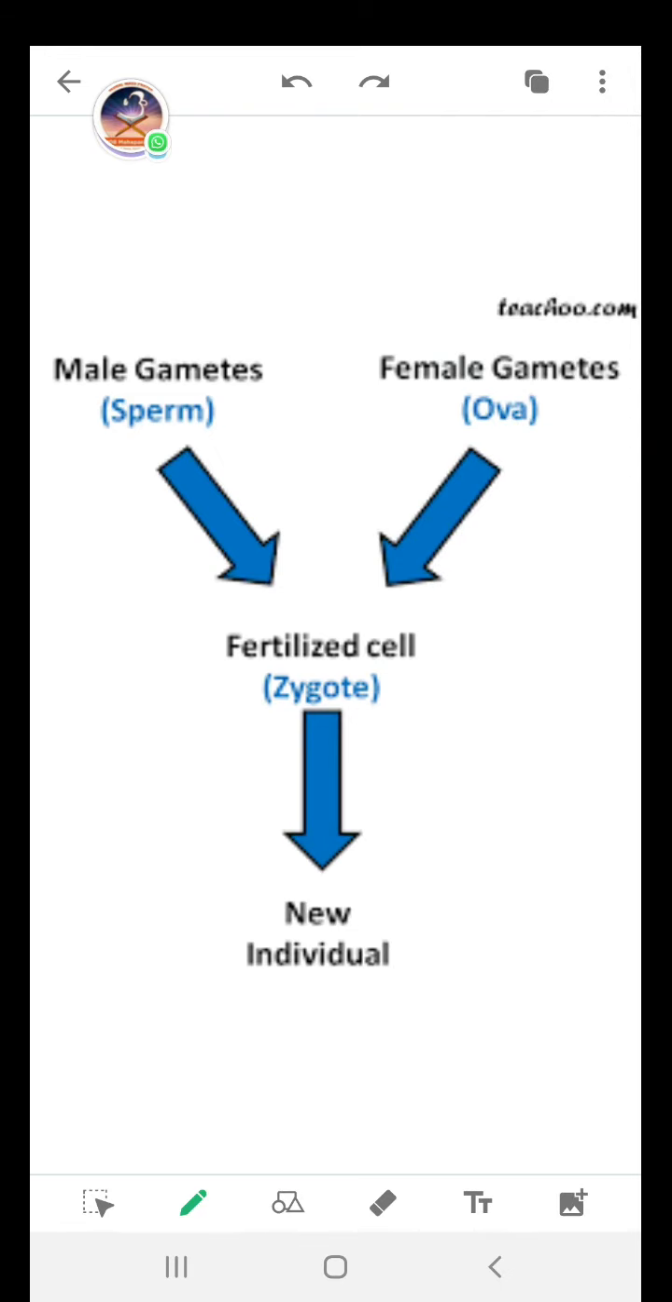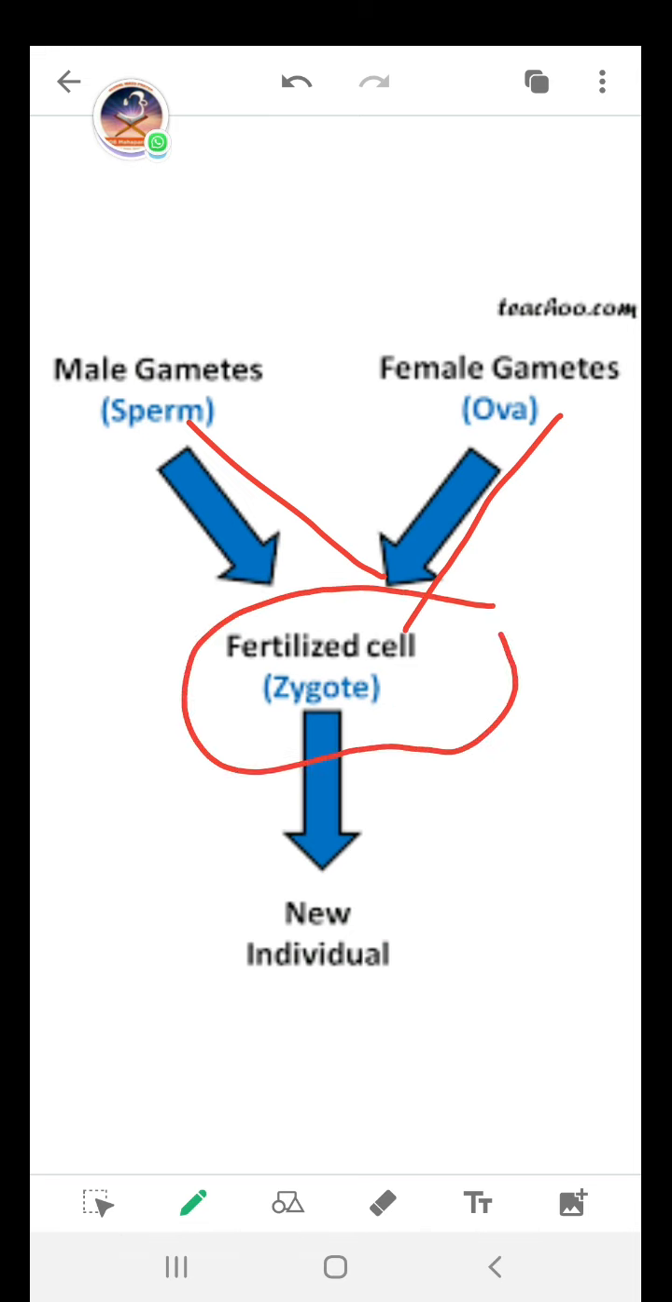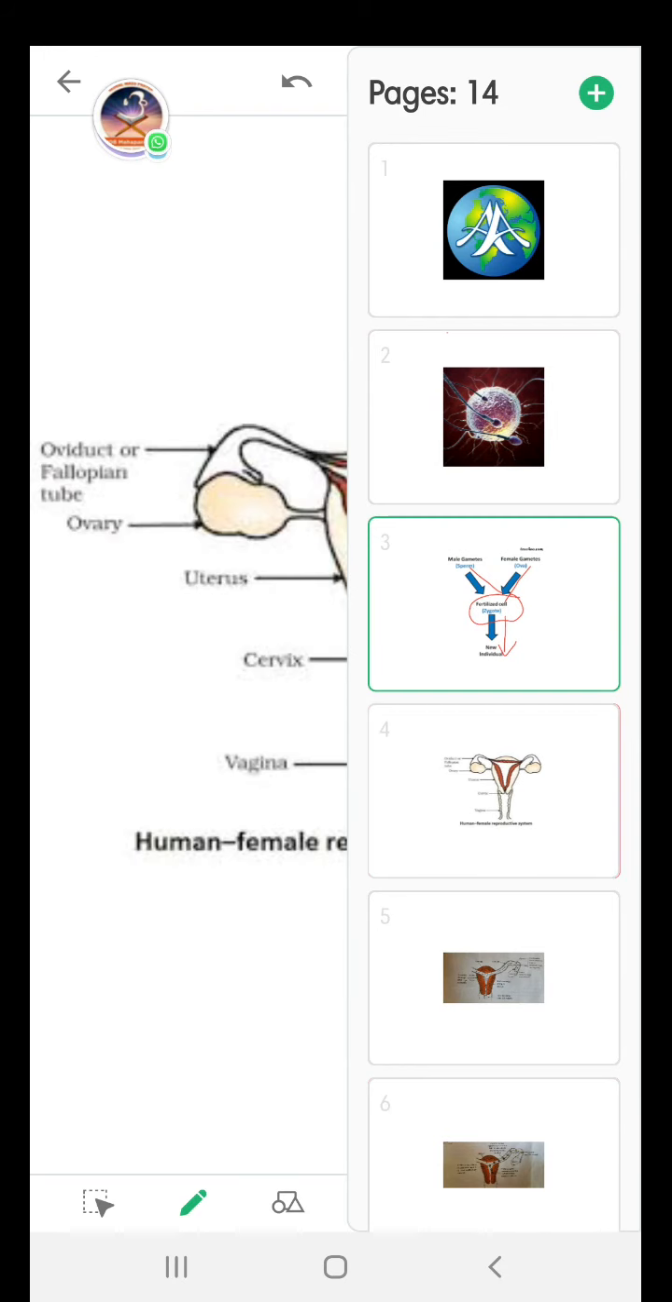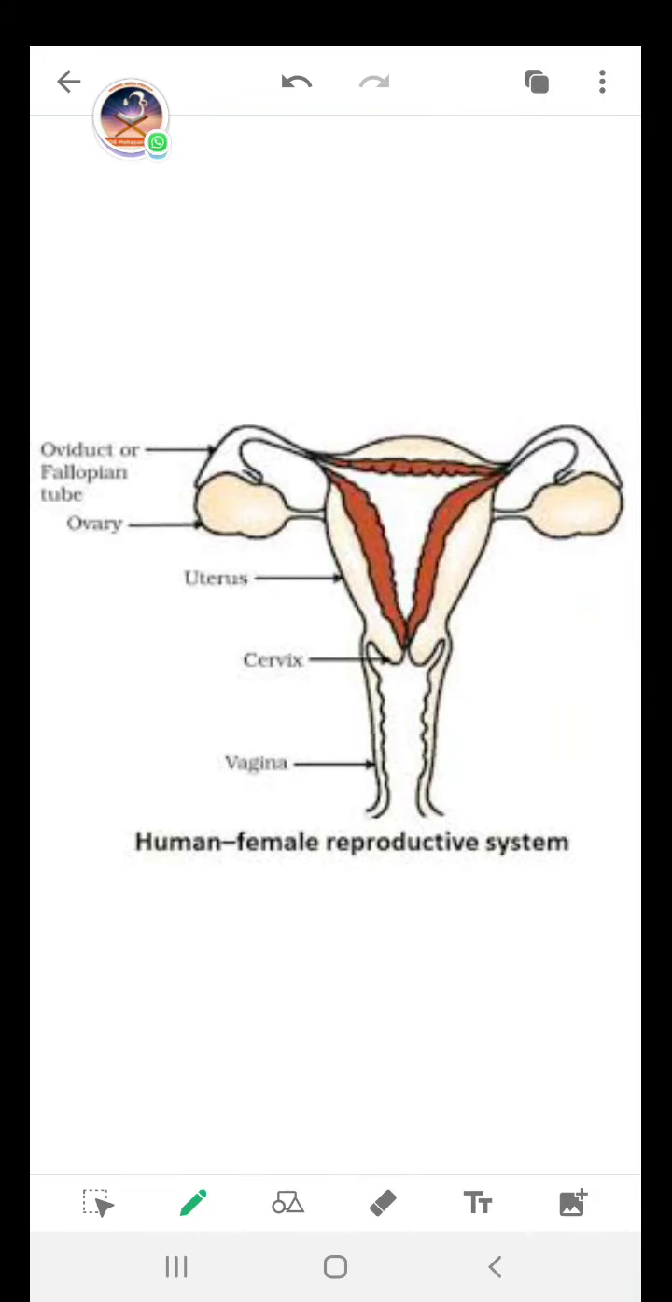So students, in my previous video, I explained how sexual reproduction takes place in animals, how the male gamete fuses with the female gamete to form a fertilized cell called zygote, and how a new individual is formed. So in this video, I am going to explain the female reproductive system in detail.